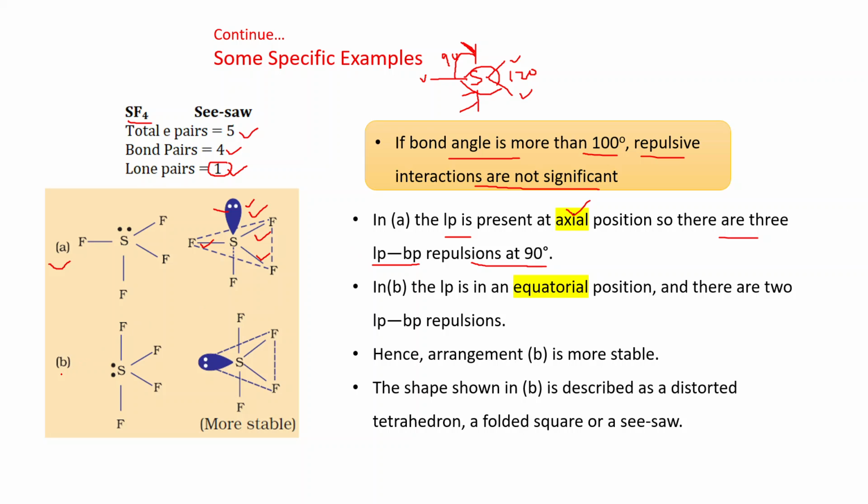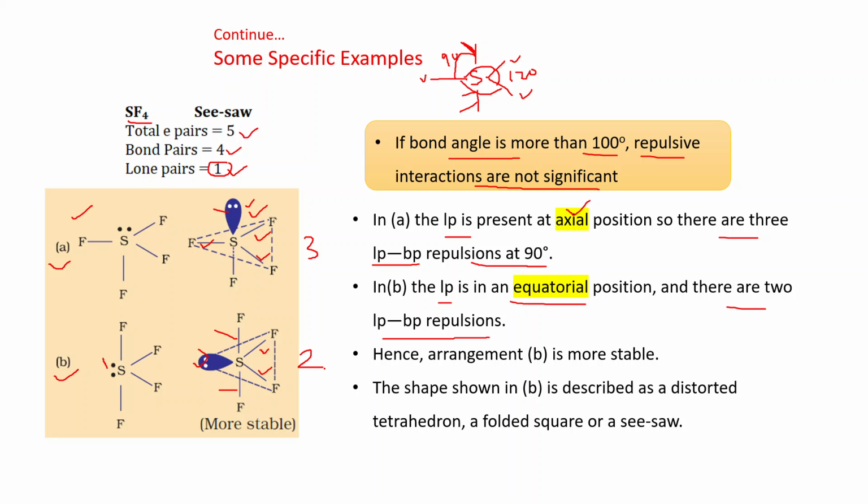Now in B, this one, the lone pair is at equatorial position. This is the equatorial position, and there are 2 lone pair-bond pair repulsions. This lone pair of electrons will feel the repulsion from this one and this one, because these bond pairs of electrons are at 90 degrees to this one, but will not feel the repulsion from this one and this one, because these are at 120 degrees. That's why in this structure repulsion is from 3 bond pairs, while in this repulsion is from 2 bond pairs.